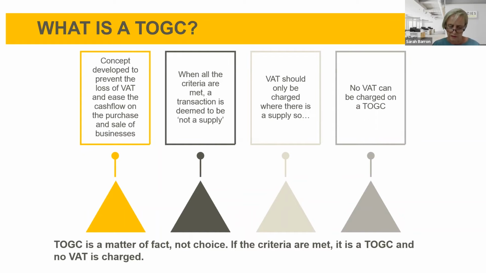There's an extra set of reliefs available in the VAT Act, in the VAT Special Provisions Order, that says when all the criteria are met, we deem that transaction to be not a supply. We're simply passing on an economic activity from one entrepreneur to the next. That's not a supply. And when there's no supply, there's no VAT charged.